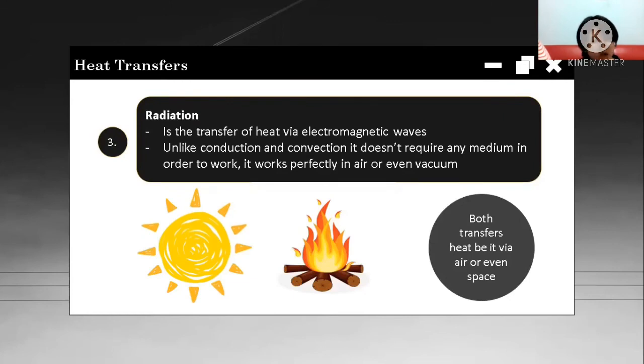The third one is radiation, which is the transfer of heat via electromagnetic waves. Unlike conduction and convection, this doesn't require any medium to work at all. Now, this can even work in space or vacuum. The first example is our sunshine. The sun is millions upon millions of kilometers away from us, but the hotness can be felt by us even though we're so far away. This is because it can work even in vacuums.